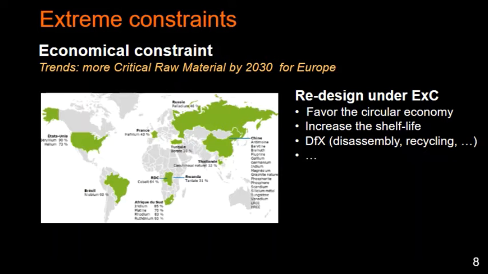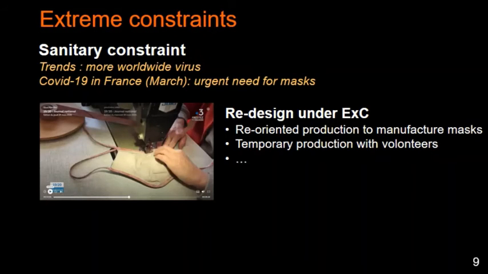In this example, because of the COVID-19 crisis, countries in Europe had difficulties in supplying masks. So due to the urgent need for masks, some small companies reoriented their production to manufacture masks. At the same time, they asked for volunteers for temporary production.